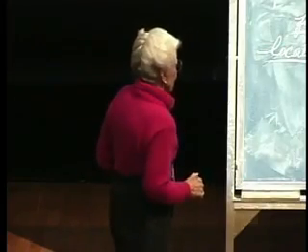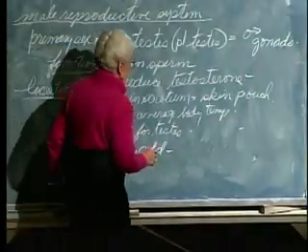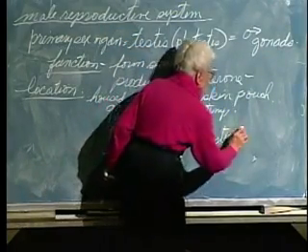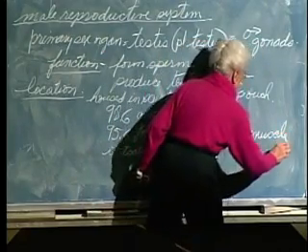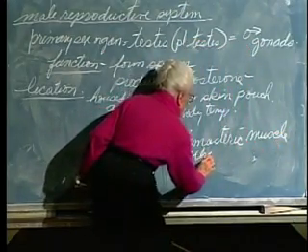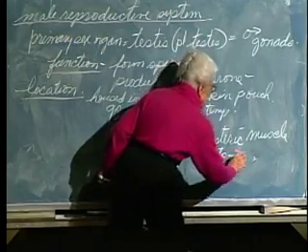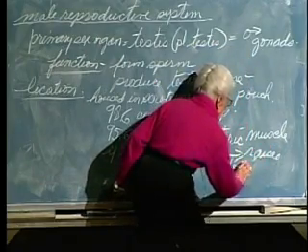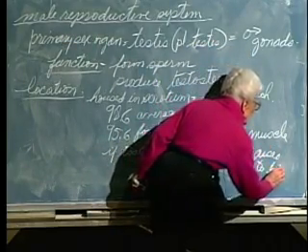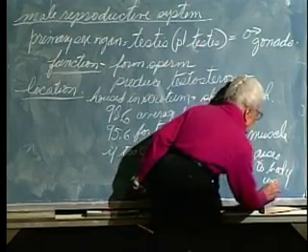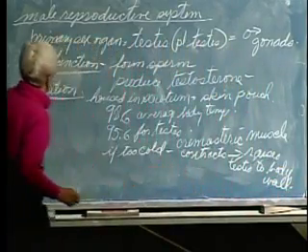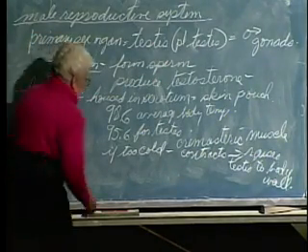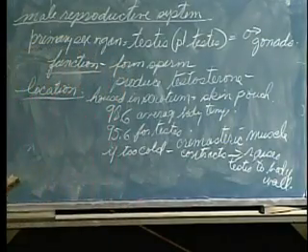Anyhow, we're talking about the cremasteric muscle. If too cold, the cremasteric muscle contracts and raises the testis to the body wall. So, now, let's begin with the structure.